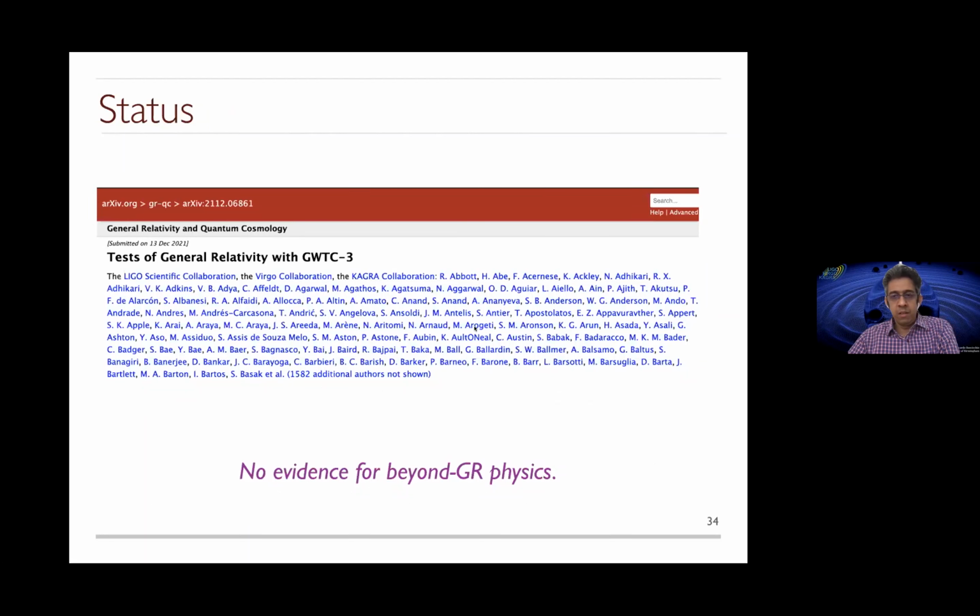So looking forward, if you want to claim a violation from GR in the future, if there is anything, you need to control the waveform systematics very well, such as effects like eccentricity. There's a talk by Pankaj Saini tomorrow on this. And also, we need to have a very good understanding of the detector noise. There can be non-stationarities and non-Gaussianities which can mimic violations from GR. We need to have complete control over these effects.